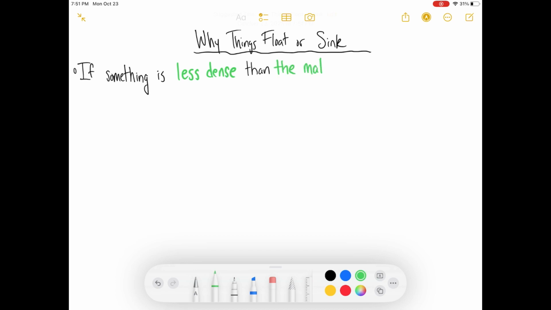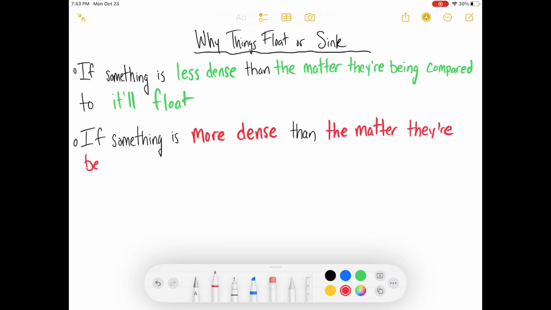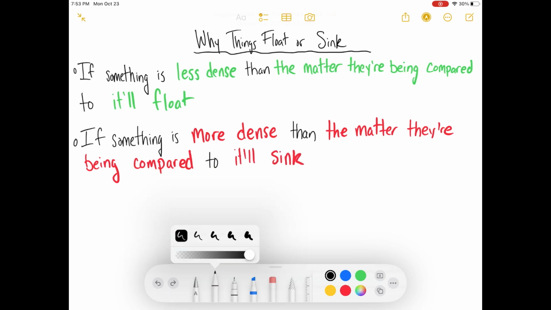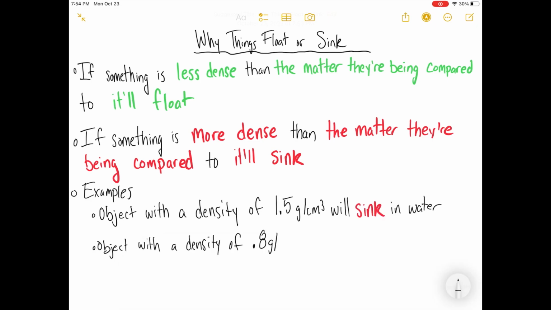kind of explains why things float or sink. Basically, if something is less dense than whatever it's being compared to, meaning that the value of the density of an object is lower than the density of the matter it's being compared to, it will float. Something with a lower density will float in an object that has a higher density. Now, if something has a higher density than whatever it's being compared to, meaning that number is greater, then it will sink. Kind of the same idea.